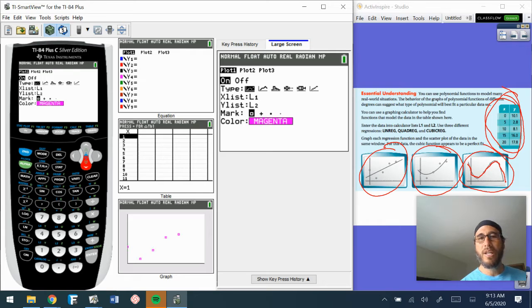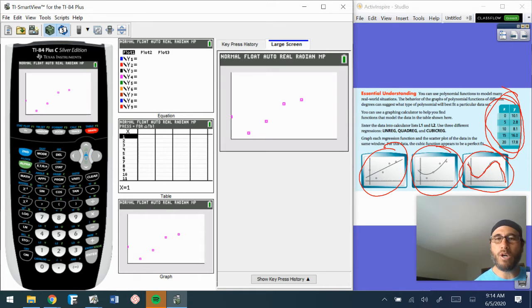I like my mark. See, there's L1. You want that. L2, those means they're going to graph the X's and the Y's. Okay, the mark, there you go. Which one do you like at home? And what color do you like? I happen to like a purple type color. And then if I hit graph, look what happens. Boom. I don't know about you guys, but that's pretty cool.